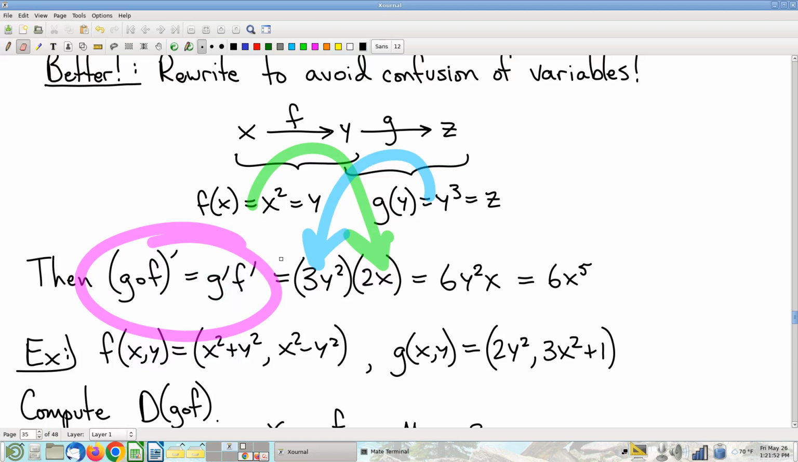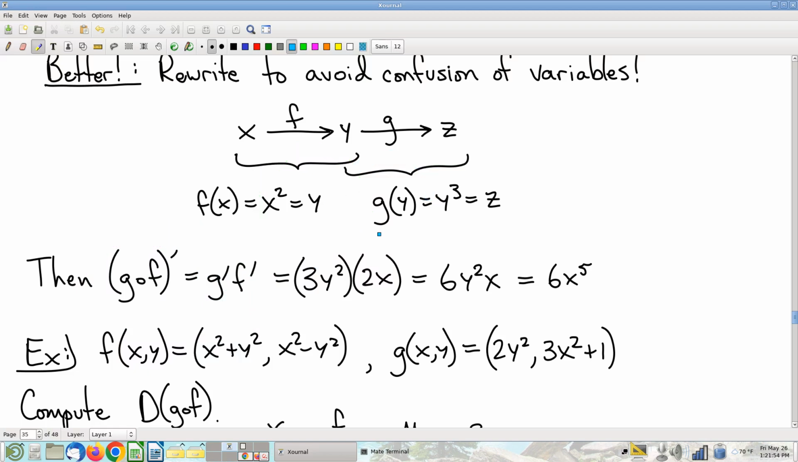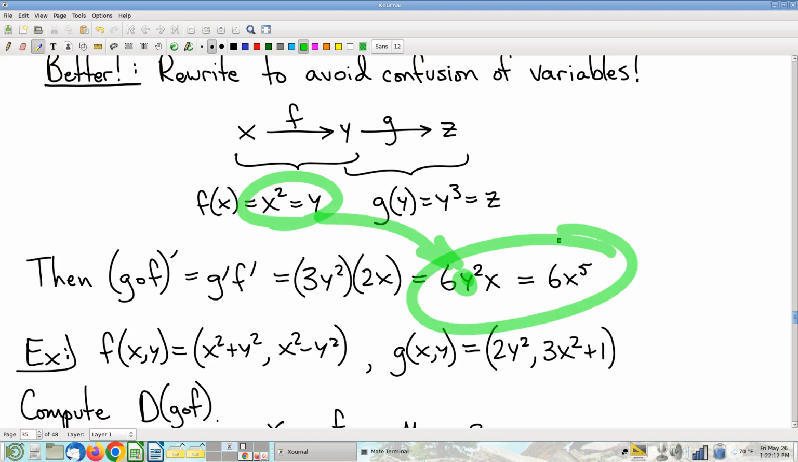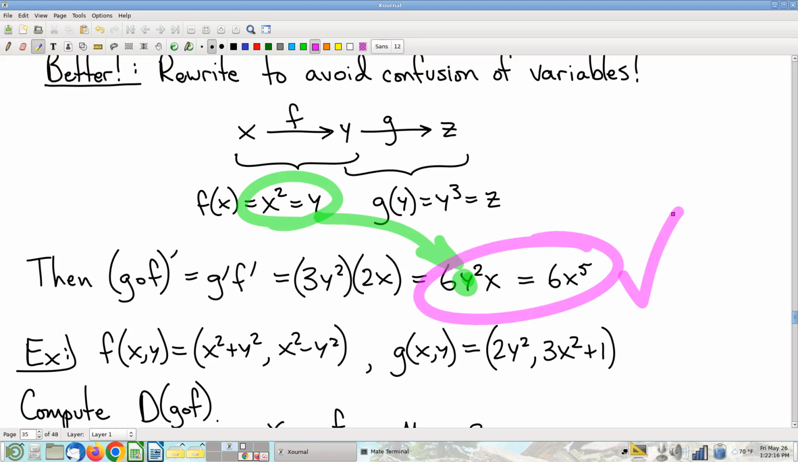And having done that, notice the notation itself forces me to plug in the right thing for what I have called y here, because after all, y is x squared. And doing that gives me, whoops, I wanted that in a different color, gives me the right answer. Everybody good? So that's all single variable calculus. I know you know that.